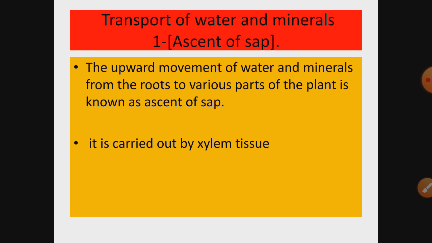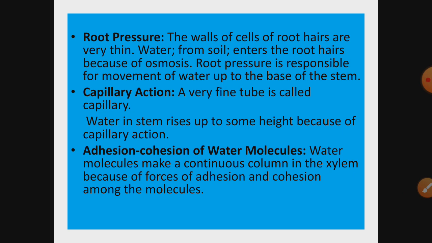Sap is water plus mineral. The upward movement of water plus mineral in the xylem from the roots to the leaves is called ascent of sap. It is carried out in xylem. Many theories were put across, like root pressure. According to this theory, root exerts a pressure on the water and it moves upward.